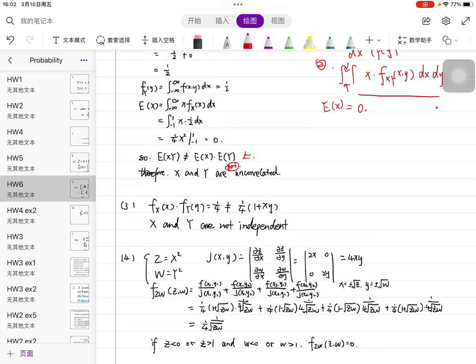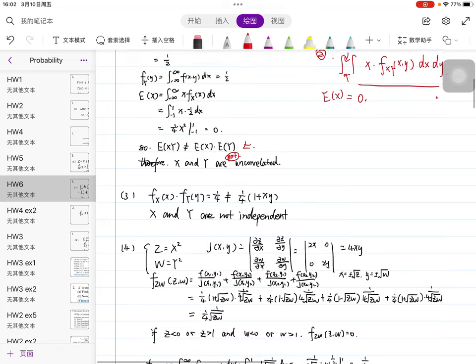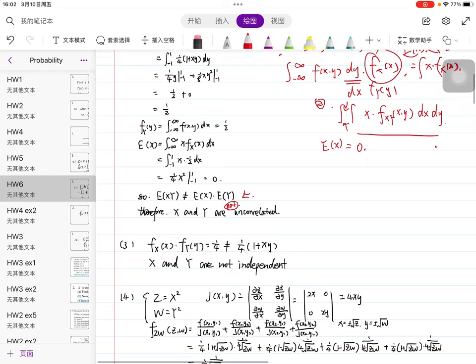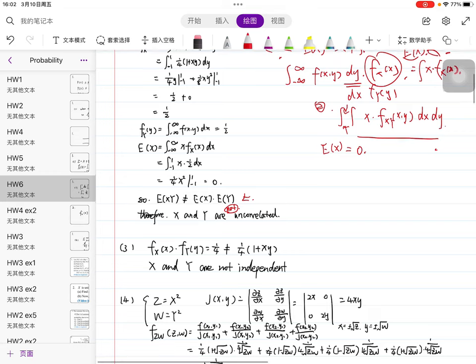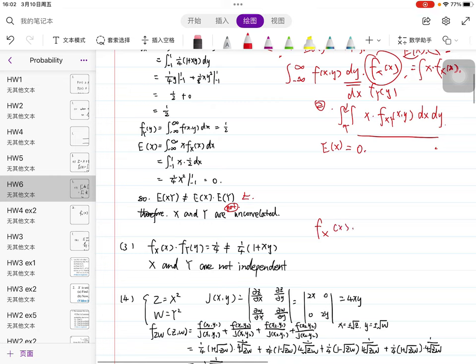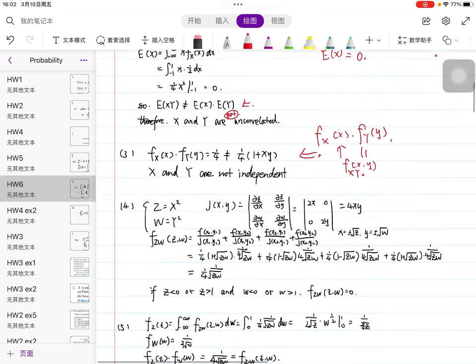For the next question, whether X and Y are independent, previously I found the density functions of x and y, that is the marginal density functions, right? By multiplying these two marginal density functions, we check if it equals the joint density function. If they are equal, they are independent. But they are not equal. So Y and X are not independent.